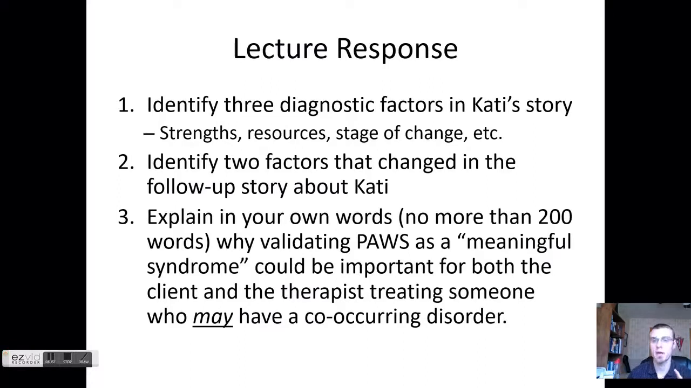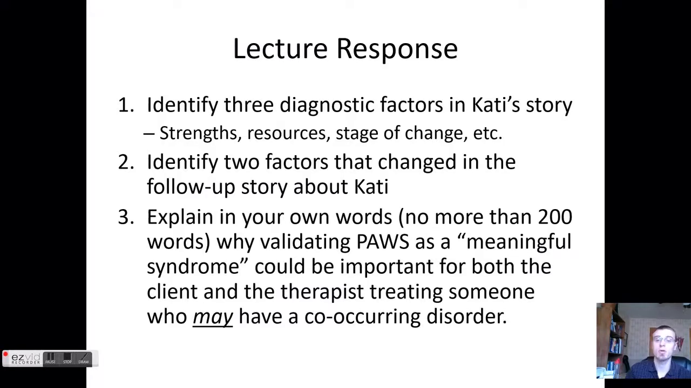Basically, what I want for a lecture response is identify 3 diagnostic factors from Katie's video. They can be anything. I want just 3 particular things based on the content that we talked about in these first 2 lectures. So strengths, resources, what stage of change she may be at. Then, based on video 2, identify 2 factors that changed between the first video and the second video. Let me know if you have any questions about that when you're doing this lecture response.